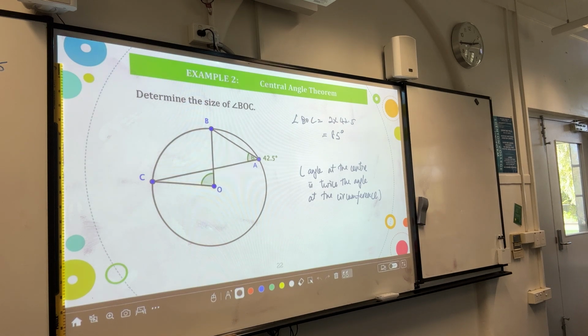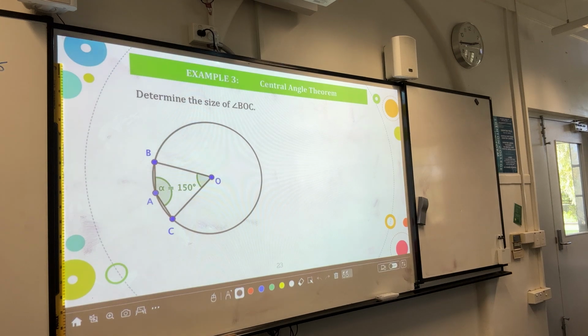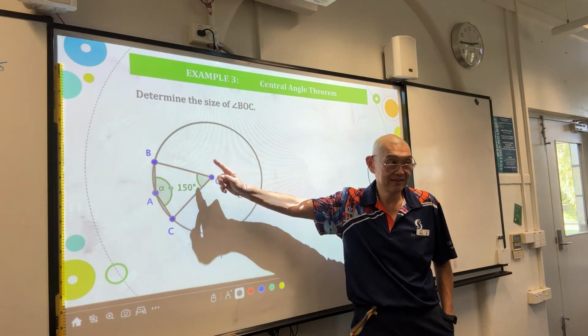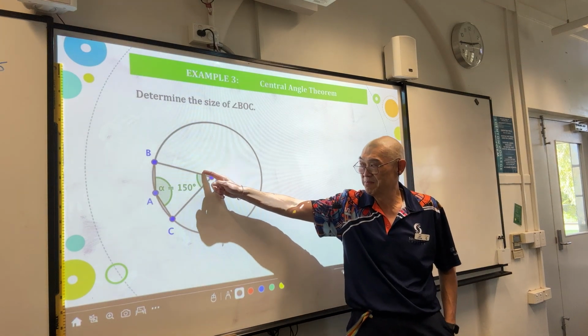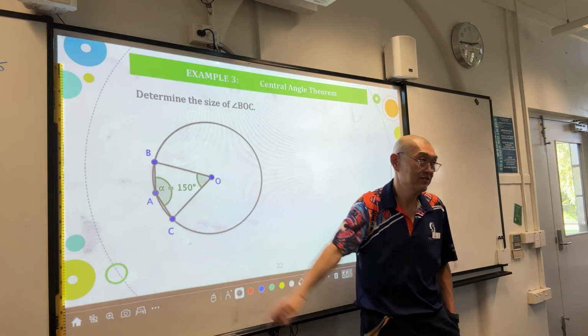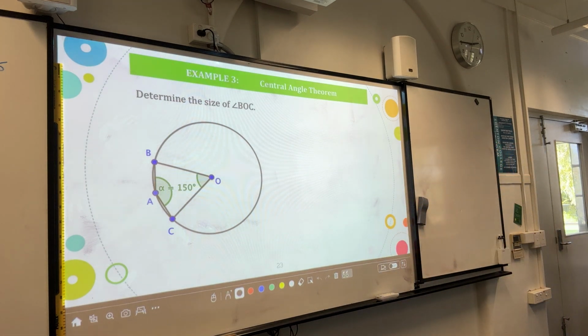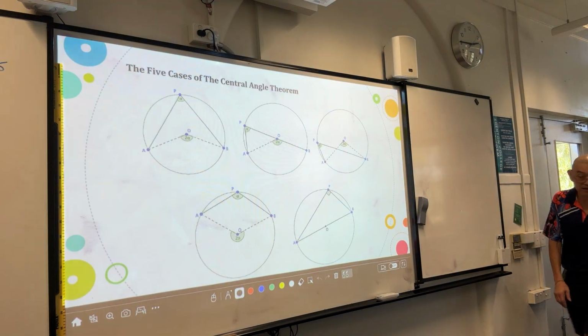All right. Example 3. Now, you know that CAB is 150 degrees. What is this angle? You need to think about that first, don't you? Using this one here.